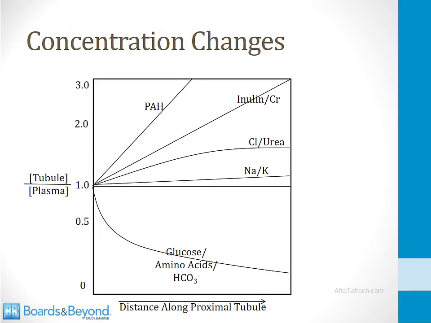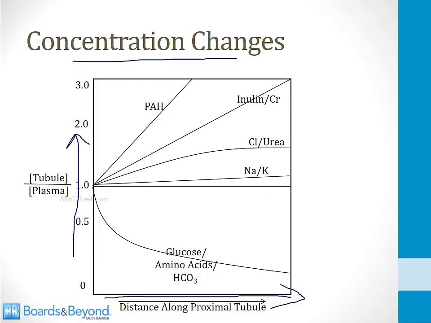The next thing I'm going to do is go through this classic graph that you can find in renal physiology textbooks on the screen. It shows the changes in concentration of various solutes as fluid moves along the proximal tubule. So the distance along the proximal tubule is on the x-axis. On the y-axis is the concentration of solutes. However, they are expressed in a very unusual way. They are expressed in the ratio of the concentration of that solute in the tubule compared to plasma.